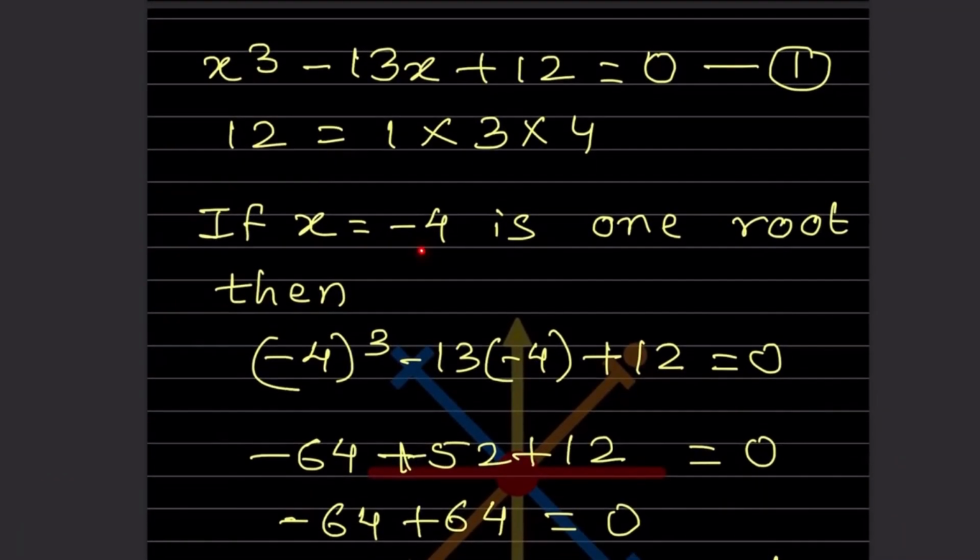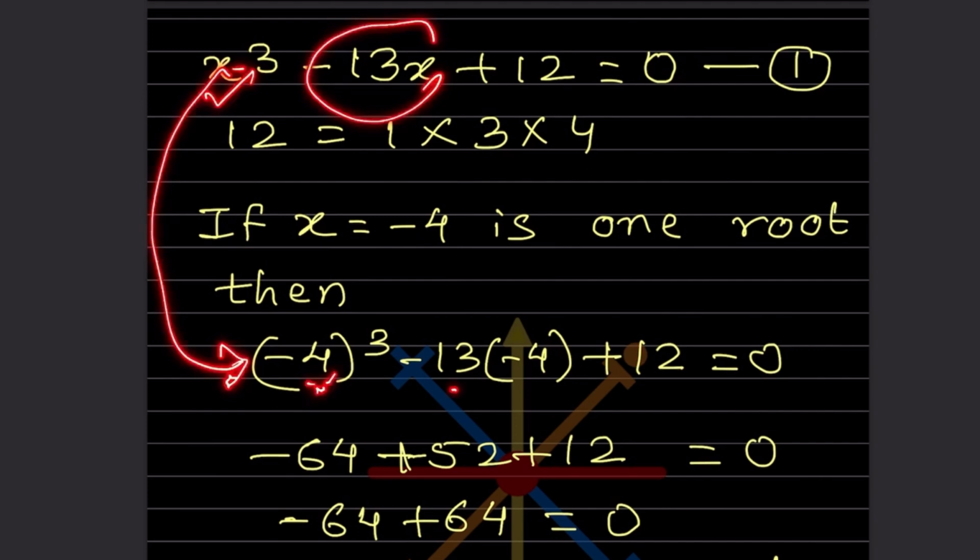So when we put x is equal to minus 4, let us consider this as equation number 1. First root will be this, x is equal to minus 4 is one root. So what will you do? Wherever you see x, you are just going to plug in the value, that is x is equal to minus 4. So we put here minus 4 cube. Then for this one, we put minus 13 into minus 4. This as it is, and this is 12.